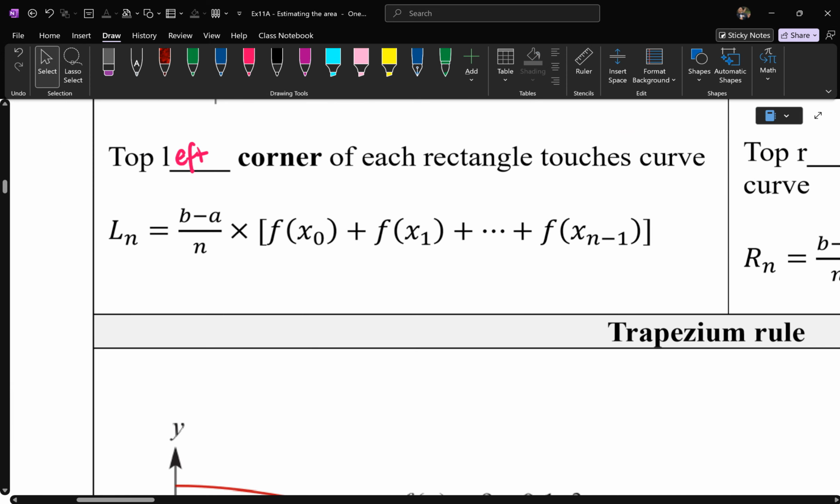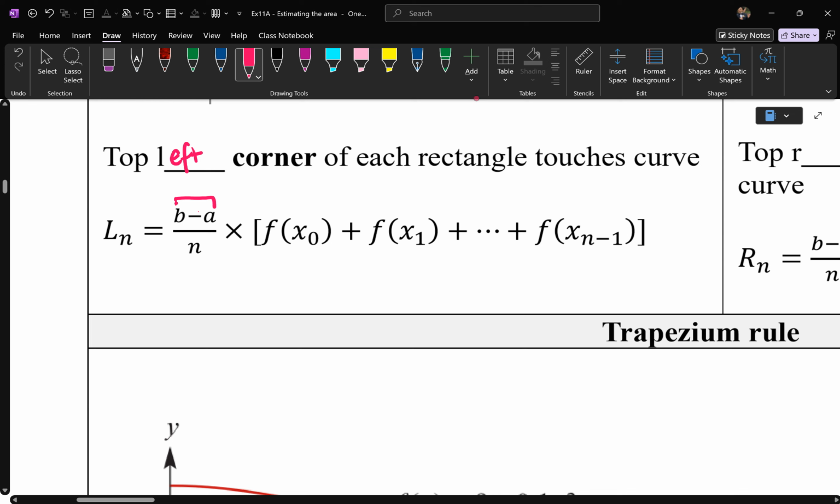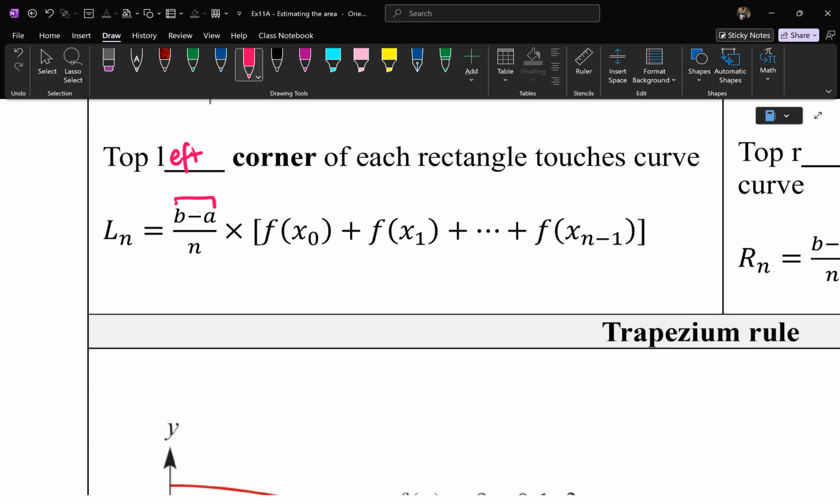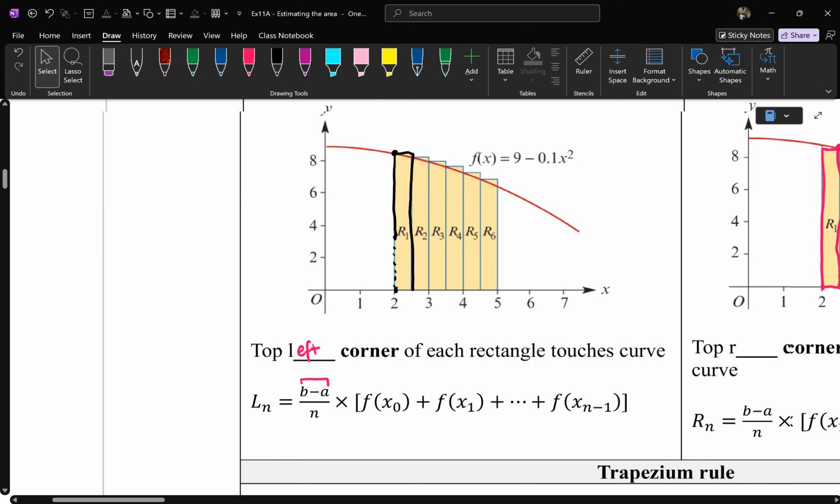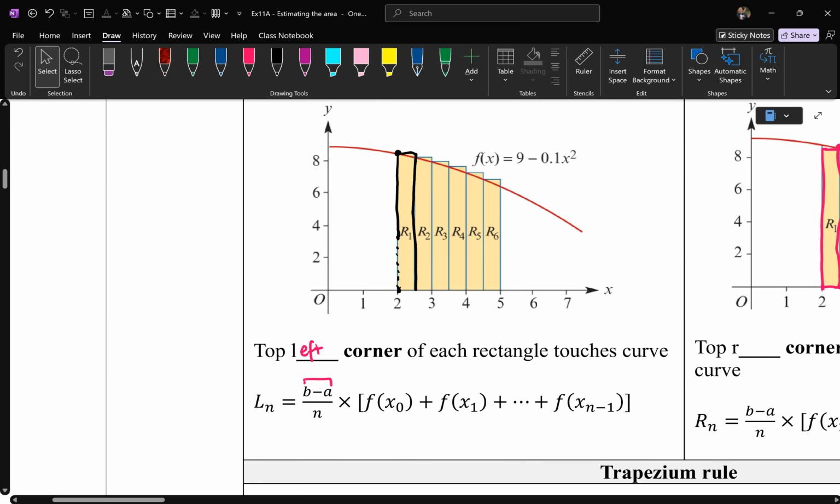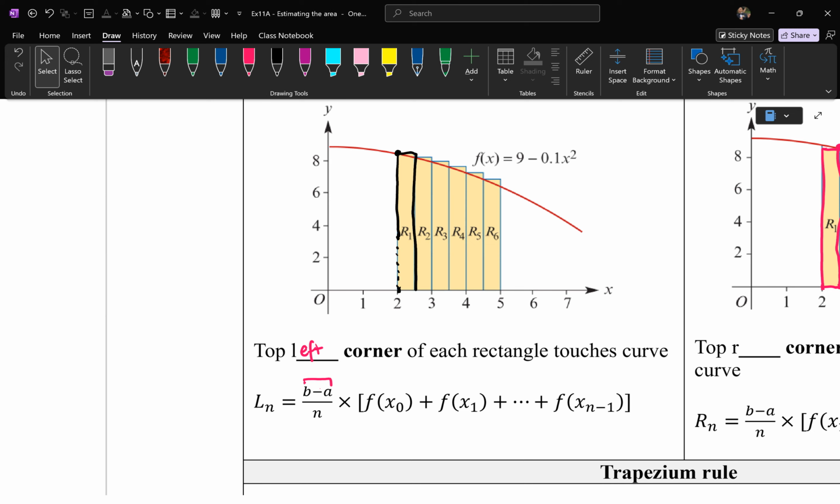As you can see here, b minus a talks about the width of the interval that you're interested in. n is the number of rectangles you want to make, times f of x0, f of x1, plus all the way to f of whatever n is, n minus 1. That represents the y values. Because for the first one, you actually take the first value. So if it's at 2, you do take f of 2 times the width. That tells you the width.